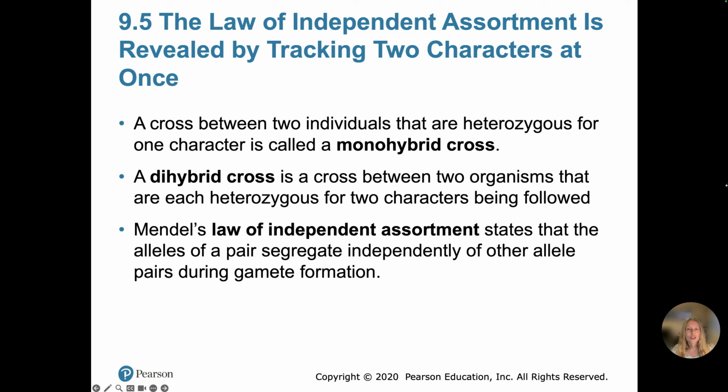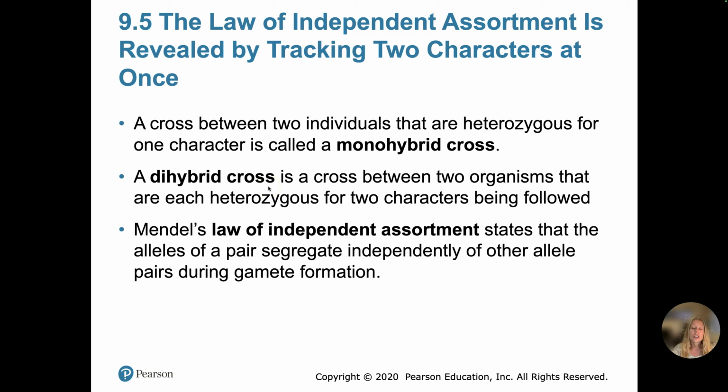Okay, welcome to part 2 of the Mod 13 lecture on genetics. We're going to pick up right where we left off. We finished up talking about monohybrid crosses. In this second part of the video, we're going to talk more about Mendel's laws and talk specifically about dihybrid crosses.